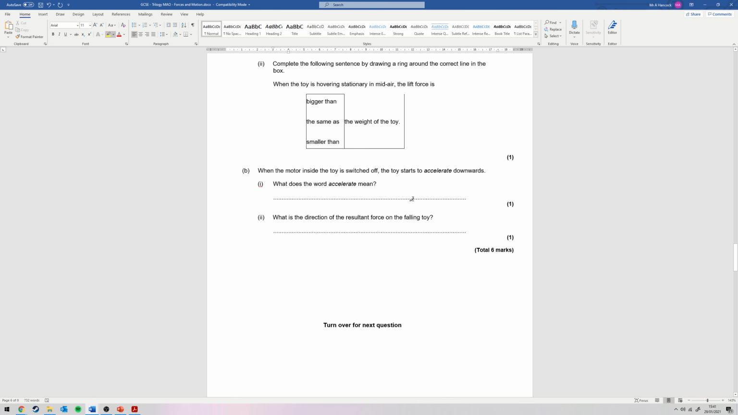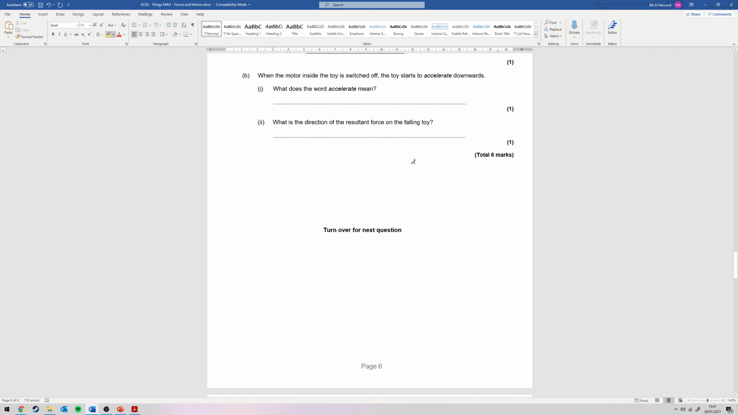Part 2. Complete the following sentence by drawing a ring around the correct line in the box. When the toy is hovering stationary in midair, the lift force is bigger than, the same as, smaller than the weight of the toy. B. When the motor inside the toy is switched off, the toy starts to accelerate downwards. What does the word accelerate mean? What is the direction of the resultant force on the falling toy? So while this toy is accelerating downwards, what is the direction of the resultant force?